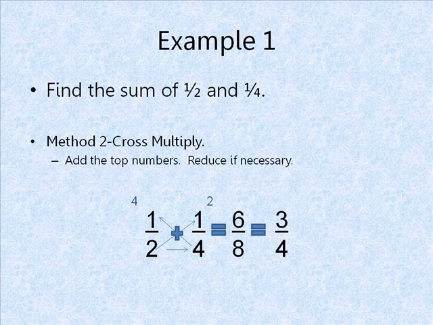Now where does that addition problem come in? Those 2 hanging numbers I made, that's what I add. 4 plus 2 is 6. Now as you can see, my fraction 6/8 can be reduced. They're both even numbers. I cut them in half, and my answer is 3/4.